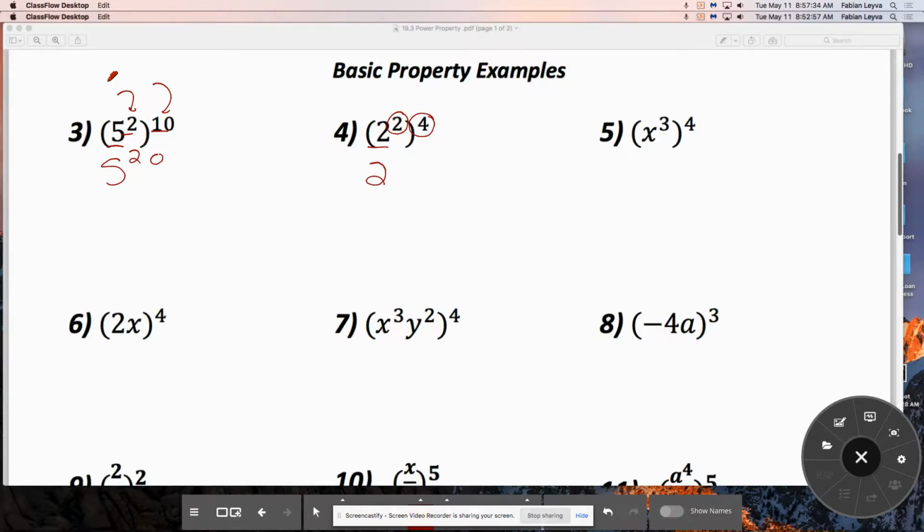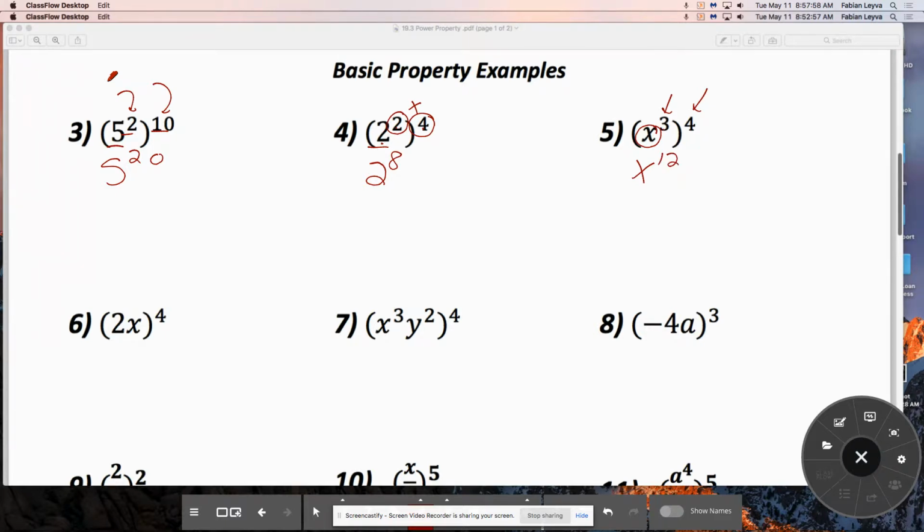Your base stays the same, but you multiply the exponents. 2 times 4 is a positive 8. Now, last but not least, number 5, we have the base of x this time. So my base stays the same. Doesn't matter if it's a variable or a number. And then I'm going to multiply its exponents because it's an exponent raised to an exponent, the power property. 3 times 4 is a positive 12.